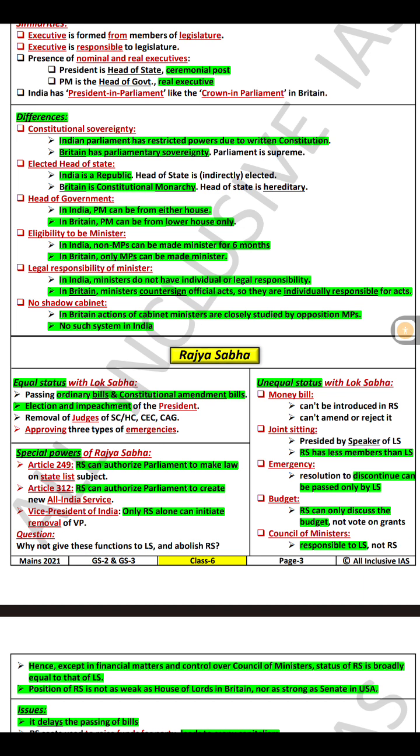No shadow cabinet. In Britain, actions of cabinet ministers are closely studied by opposition MPs, but no such system in India.